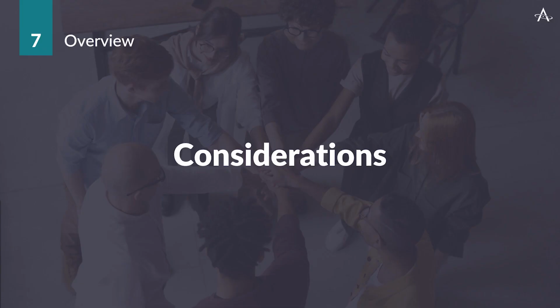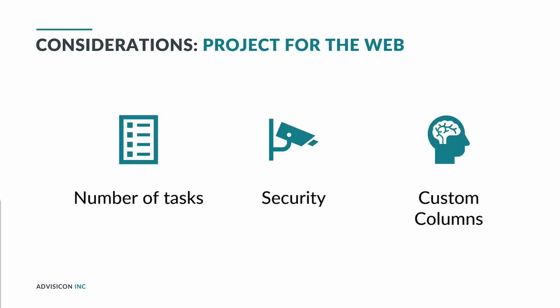Let's take a step back and maybe consider, is Project for the Web the right tool for you? First, when you look at your schedule, how many tasks does your typical project have? Now, you may do different types of projects, or you might have one standard type of project, one template, if you will. Does that template go more than 500 tasks? Right now, Project for the Web does limit its tasks to 500 rows. So is that a good size for your types of projects?